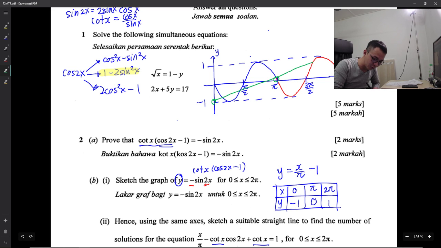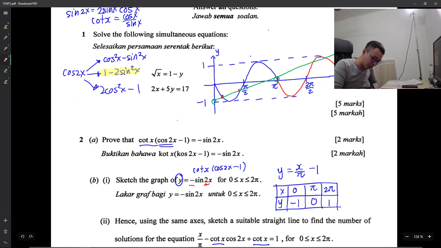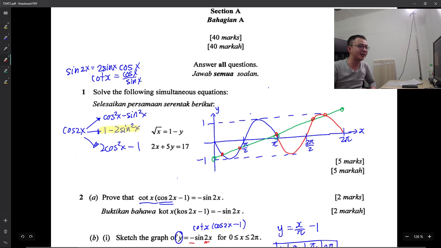Of course, you use a ruler to draw. Right. Then I want to find the number of solutions. Number of solutions means the intersection points, right? So I have 1, 2, 3, 4, 5. So you realize I intersect at 5 different points here. So my number of solutions is 5.